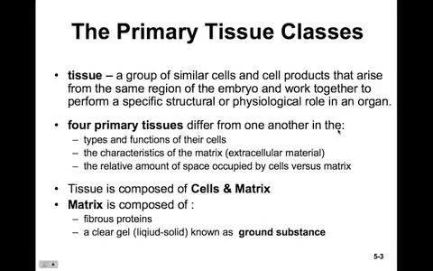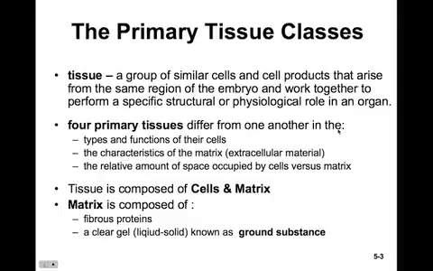So a tissue is a group of similar cells and cell products that arise from the same region of the embryo and work together to perform a specific structural or physiological role in an organ. The 4 primary tissues differ from one another in the types of functions of their cells, the characteristics of the matrix, the extracellular material, and the relative amount of space occupied by cells versus matrix.